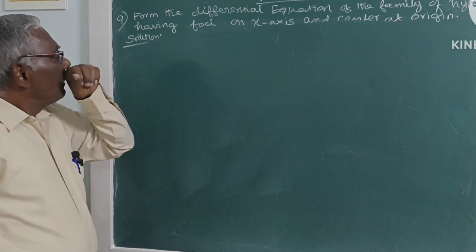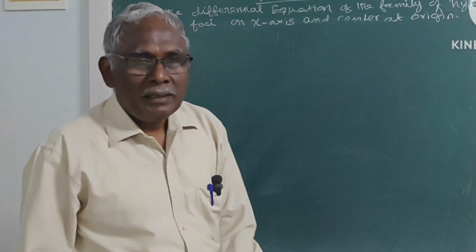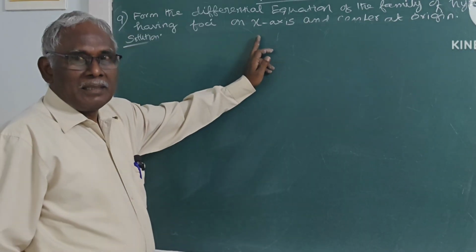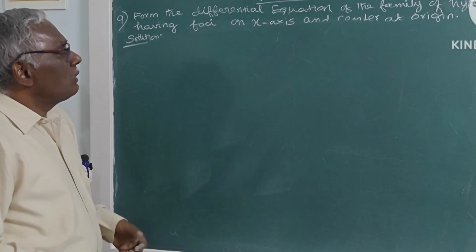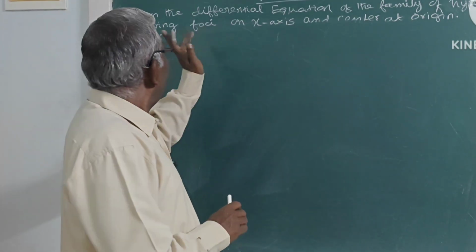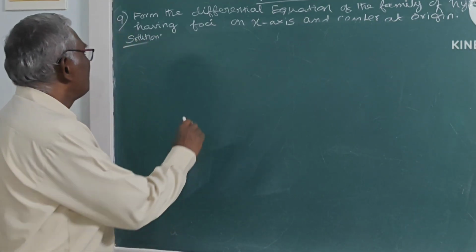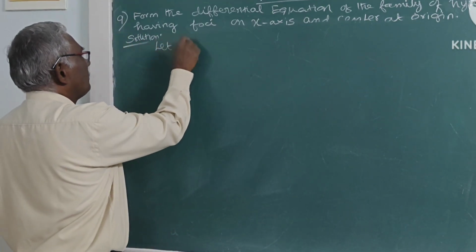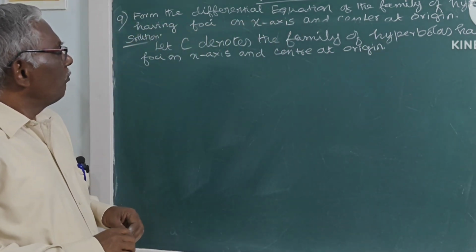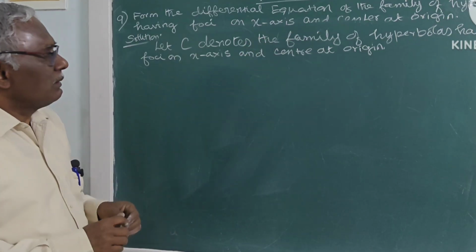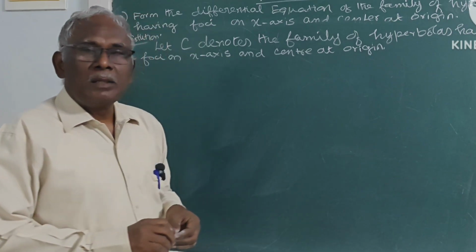In this problem, we have to form the differential equation of family of hyperbolas having foci on x-axis and the center at the origin. So let C denote the family of hyperbolas having foci on x-axis and the center at the origin. Let us draw one member of family of hyperbolas having foci on x-axis and the center at the origin. We'll draw a rough sketch.